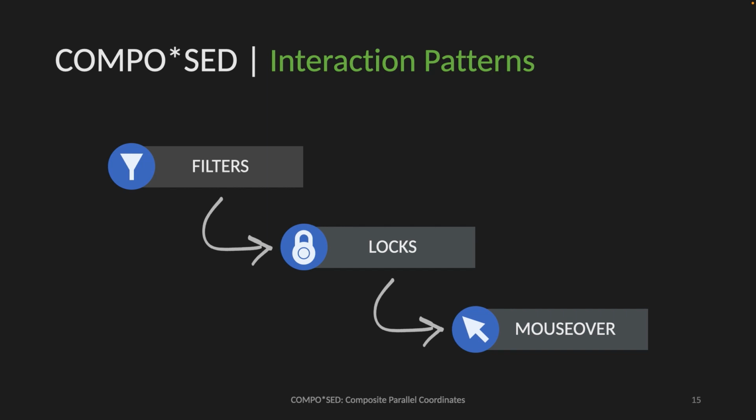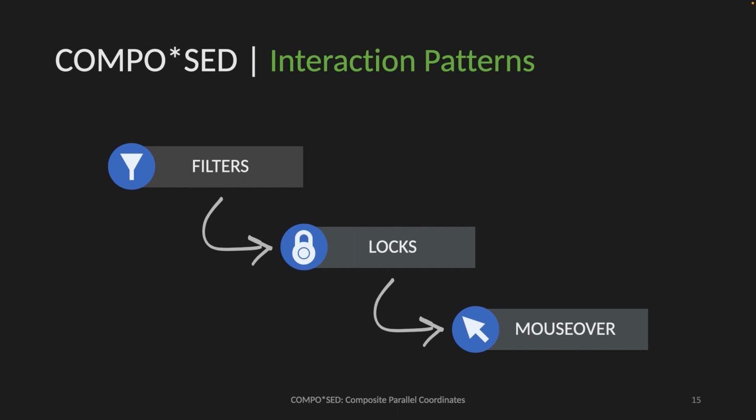While composite parallel coordinates readily allow for an overview of all codependent alternatives, interaction is essential for their effective use. It allows analysts to eliminate undesired alternatives and highlight alternatives of interest. Our interaction mechanism involves three cascading selectors to gradually refine a selection of alternatives. The selectors are hierarchically structured. Filters take precedence over locks, which in turn have priority over mouse-over interactions. Each selector operates on the outcome of the preceding selector.